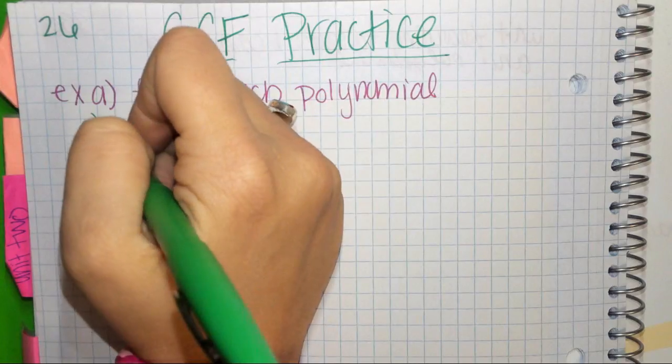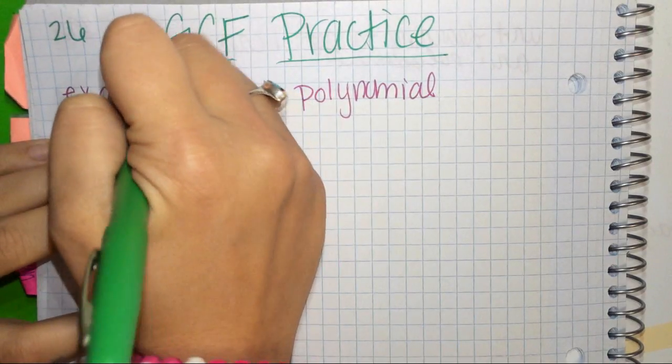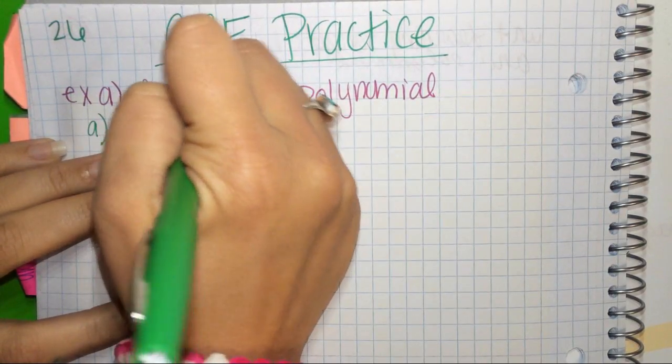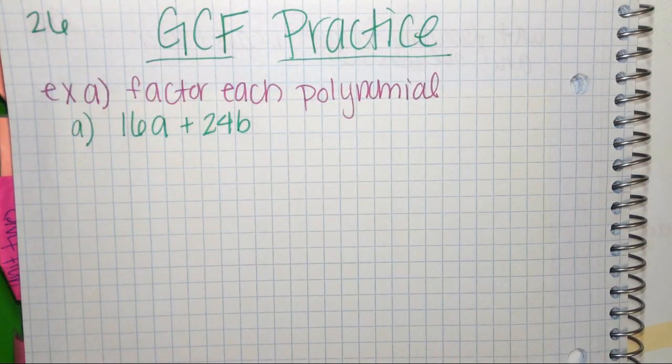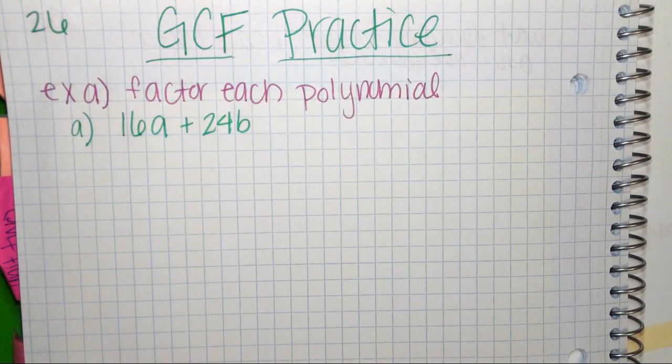Alright, so let's do 16a plus 24b. This is the first one that we're going to do. We're going to do a baby one. Why do you say it's not 4? Ocho. It is 8. But let's give other people a chance to think who aren't quite as quick as you.